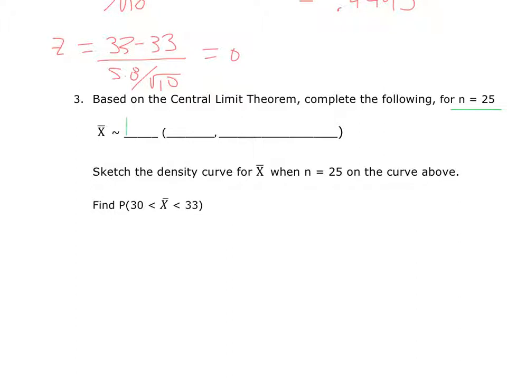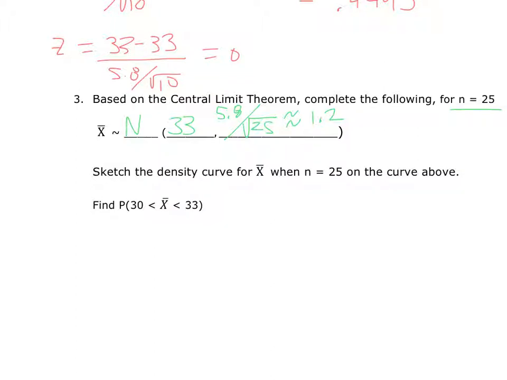Well, we still have x bar as normal, and it's a larger sample size, so it's going to be a better approximation. The mean is 33, and the standard deviation, take the 5.8, divide by square root of 25. That's going to give us a different standard deviation. It's approximately 1.2 when n is equal to 25. So the sample size changes the standard deviation. That standard deviation of x bar depends on sample size.